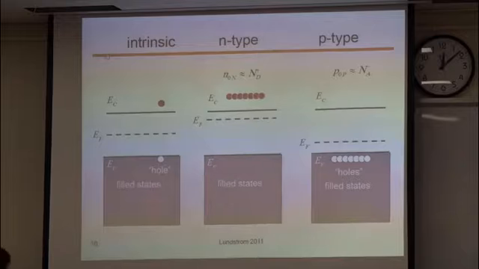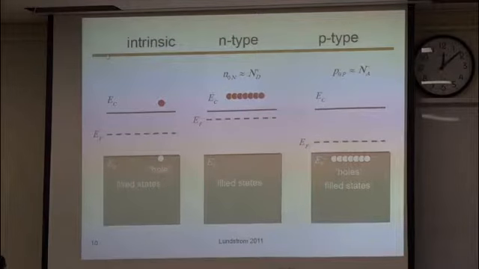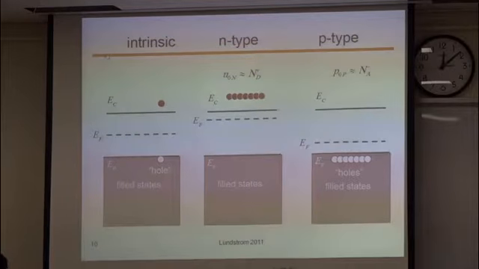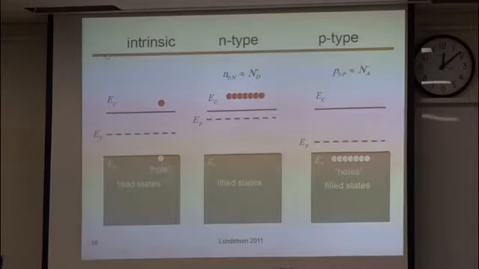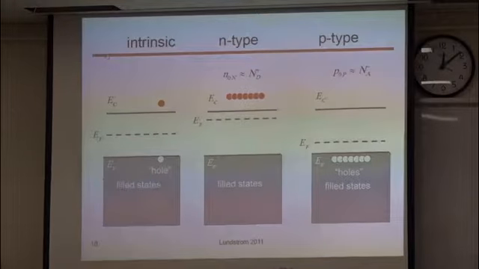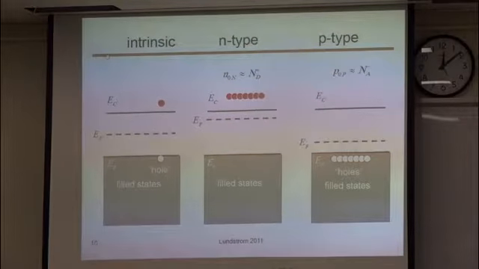So intrinsic silicon has this energy diagram, and thereby the number of the electrons will be the same as the number of the holes. Intrinsic silicon has no impurity or dopant, but there are two other types of silicon, which are N-type and P-type.